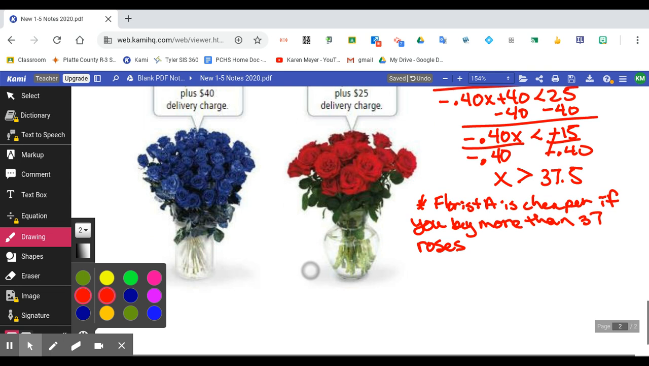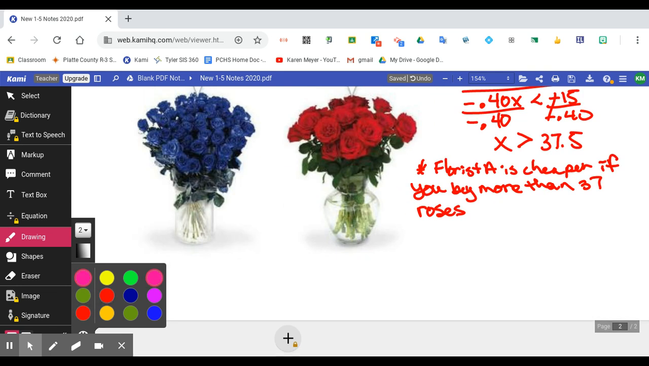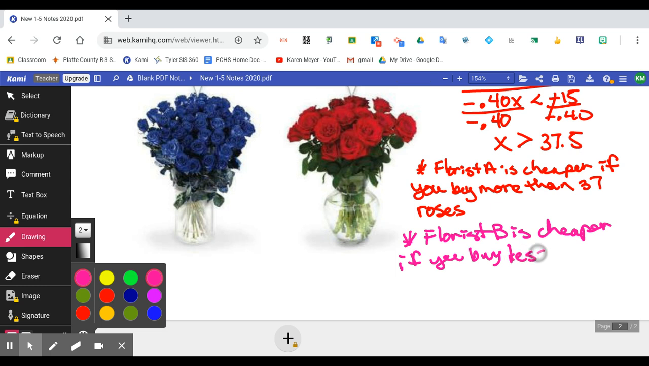Now, it does say, well, when is florist B cheaper? Well, florist B would be cheaper if you purchased less than 37 roses. So florist B is cheaper if you buy less than 37 roses.